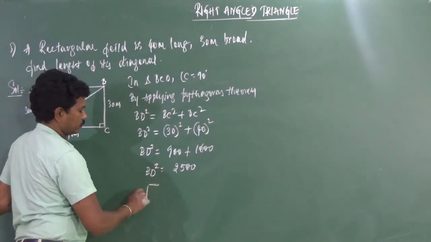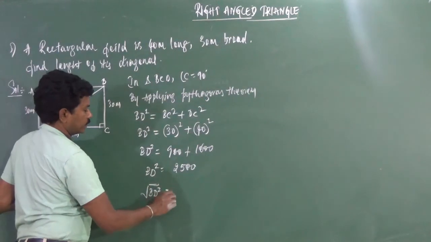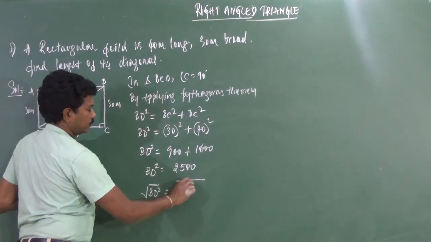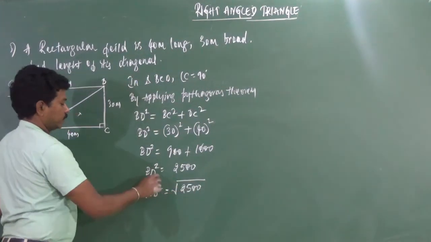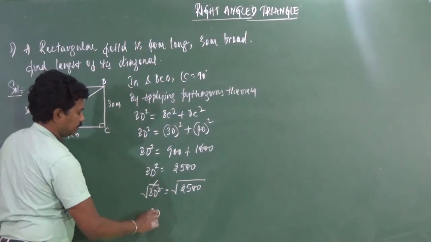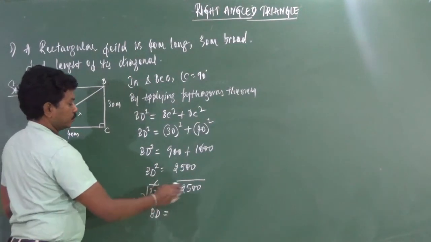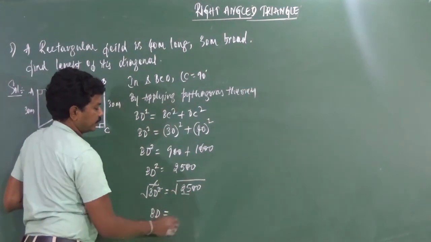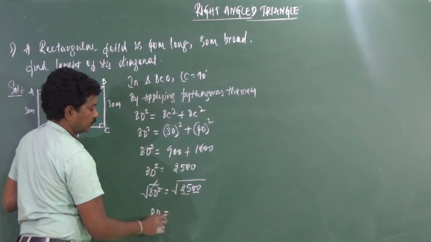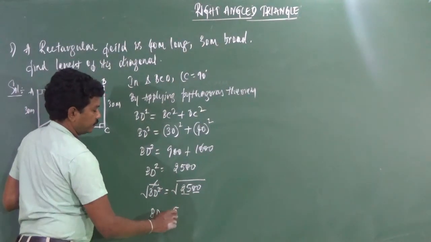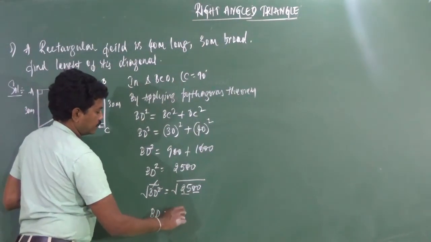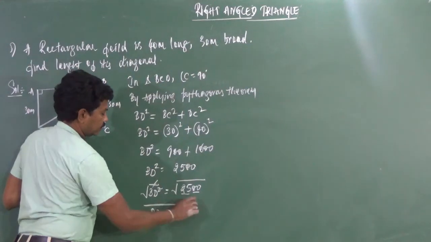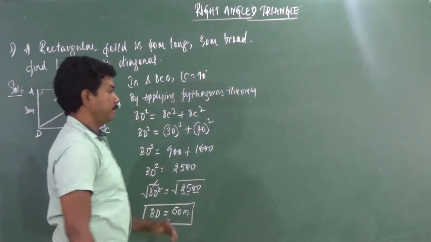So we will take the square root on both sides. BD is equal to the square root of 2500. So square and root cancel. So BD is equal to the square root of 2500, that is the square root of 25, which is 5, and for two zeros we get 10. So that is 50 meters. The length of BD is 50 meters.